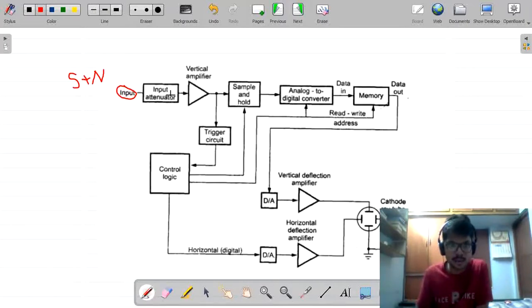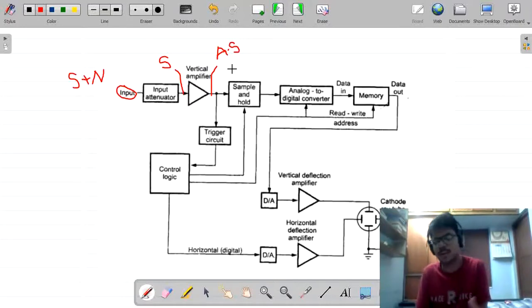Now it is given to the input attenuator. What is the role of the attenuator here? The attenuator will block the noise, so noise will not be allowed for further processing, and at this point only the signal exists. Now what will happen? Due to attenuation, the signal strength may be weak, so we amplify the signal using a vertical amplifier. So at this point we will get the amplified signal. Okay, hope up to this point you have a clear idea.